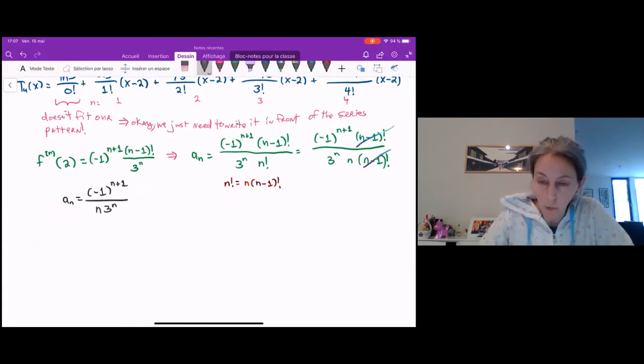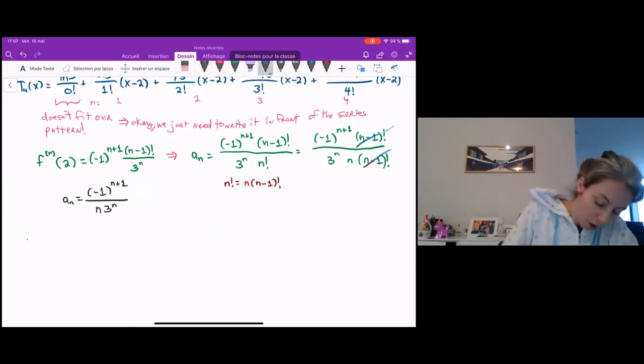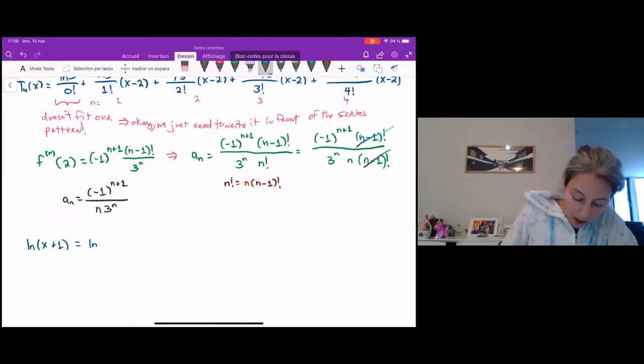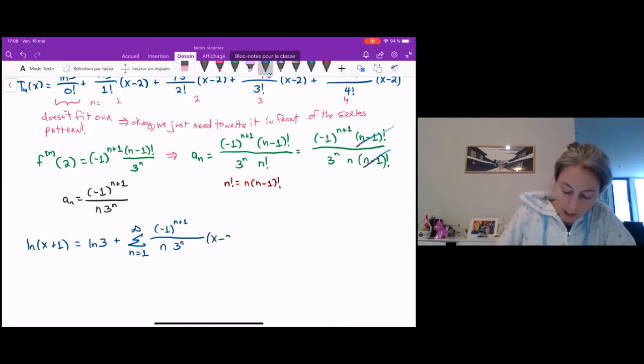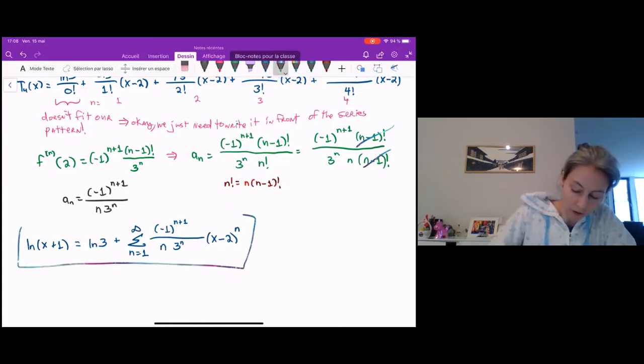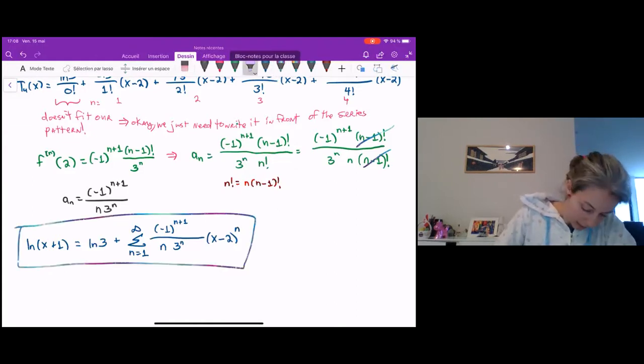and therefore my Taylor series centered at 2 for ln of x plus 1 will be ln 3, that ln 3 was on the outside, plus the sum, n equals 1. I'm starting at 1 because I left the ln 3 on the outside. Negative 1 to the n plus 1 over n 3 to the n times x minus 2 to the power of n, and that is my final answer here. So some things to highlight: we started at 1 and we left the ln 3 on the outside.